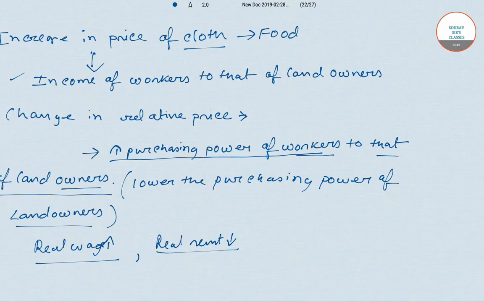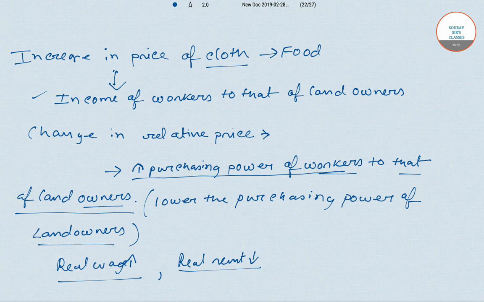Now we also know that an increase in price of cloth, a change in relative price, will unambiguously raise the purchasing power of workers and lower the purchasing power of landowners by raising the real wages and lowering the real rent in terms of both goods. Now given the relative price of cloth, the ratio of wage to rental rate on the land equals W by R. This wage rental ratio then implies that the ratio of land to labor employed in production of cloth and food must be TC by LC and TF by LF.